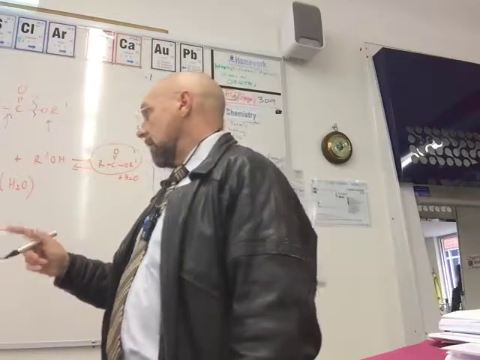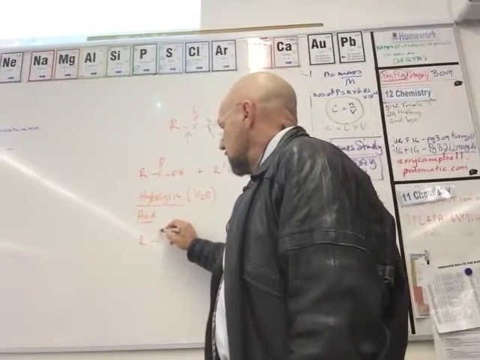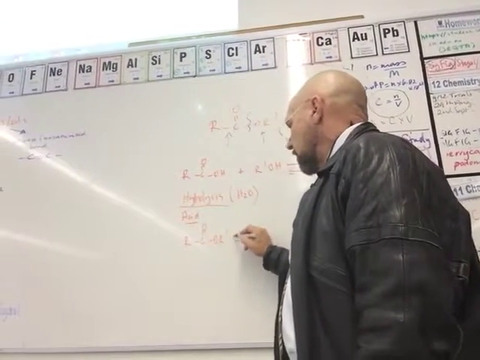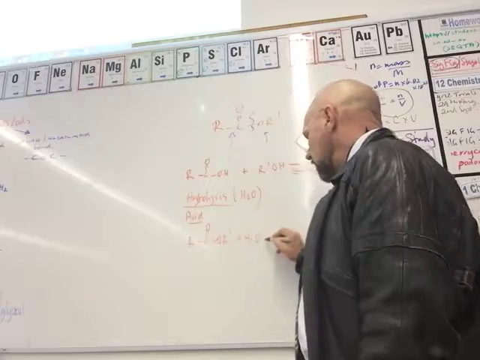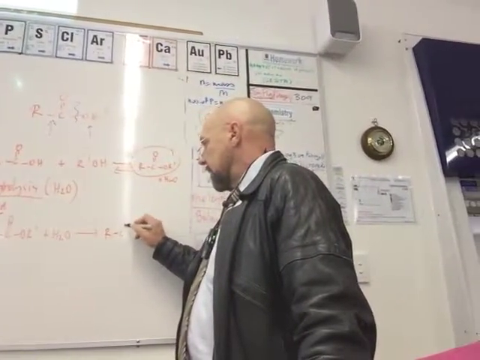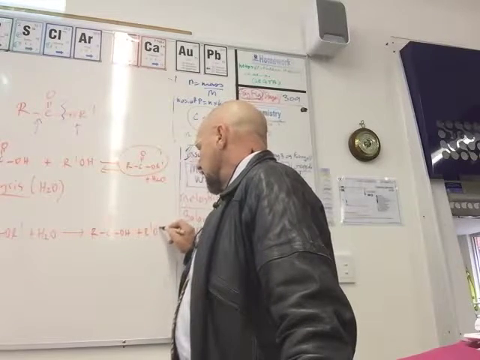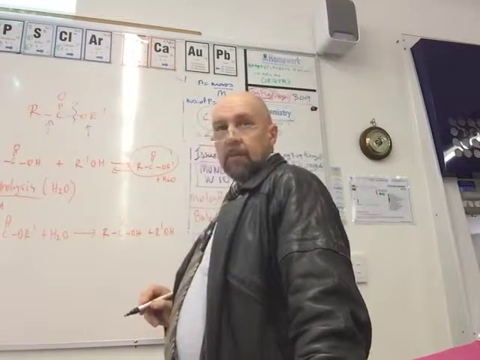All right. Anyway, I can take my simple ester structure and react it with water, and I end up with the following: a carboxylic acid and a straight alcohol. Nothing really surprising about that.